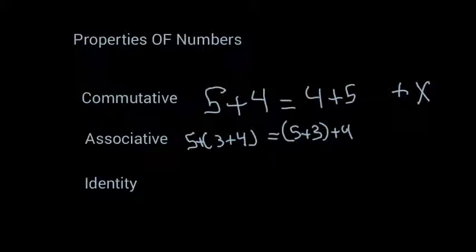And the last one is the identity property. The identity property means we can do something to a number without changing its value. And there's a couple things you can do. You can add 0, or you can multiply by 1. Adding 0 is not going to change your number, and multiplying by 1 is not going to change your number. So those are the 3 properties of numbers that you need to know.